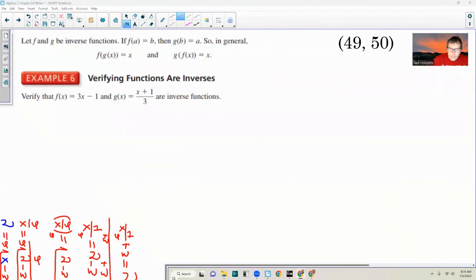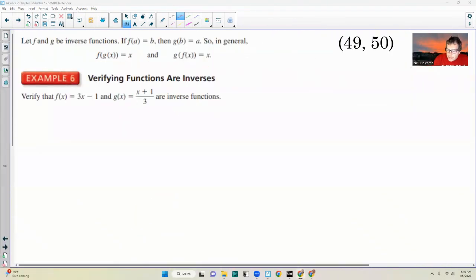Okay, so now we're going to learn how to check to see if two functions are in fact inverses of each other. So let f and g be inverse functions. So if f of a equals b, then g of b has to equal a. So in general, this is called the composition of functions. f of g of x equals x, and g of f of x equals x.